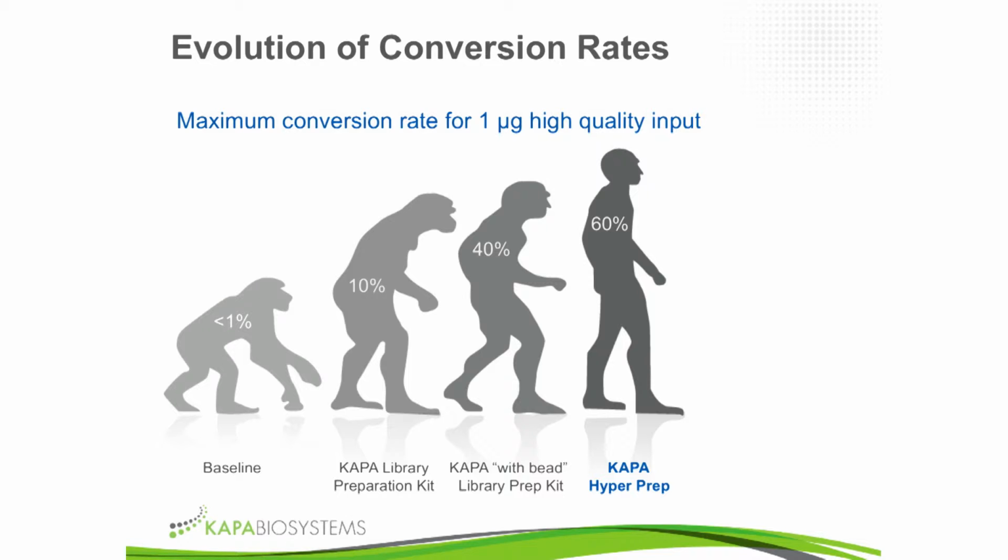We saw a 10-fold improvement with the generation of the Kapa library preparation kit, which was accomplished with relatively minor improvements to workflow and formulations. With the Kapa with bead library preparation kit, we saw an additional 4-fold improvement. This allowed the core construction library process to be performed in one tube. And then with the development of the Kapa HyperPrep, we saw conversion rates reaching 60%. This had huge benefits for low input samples.